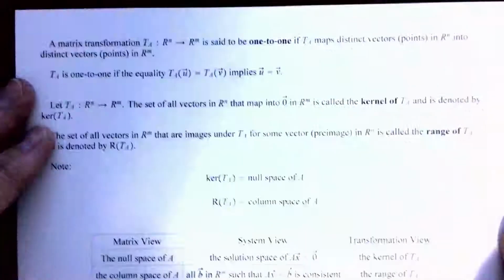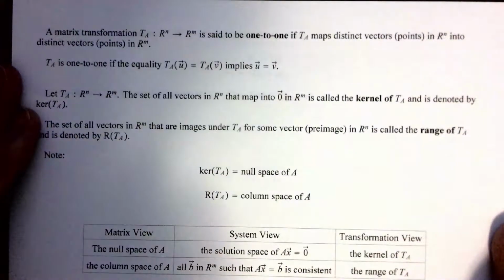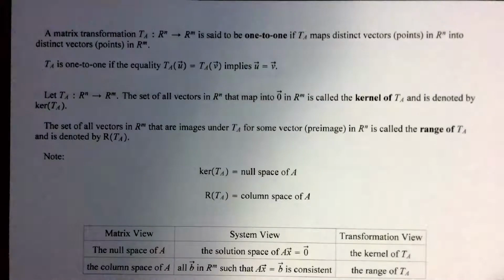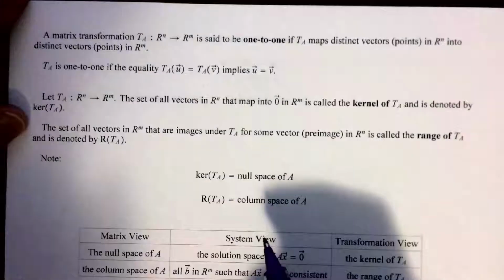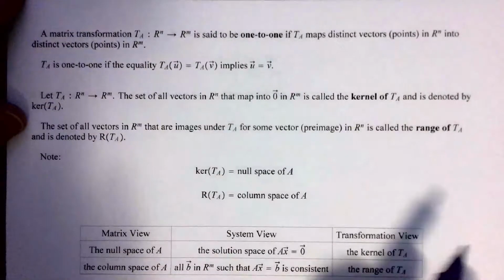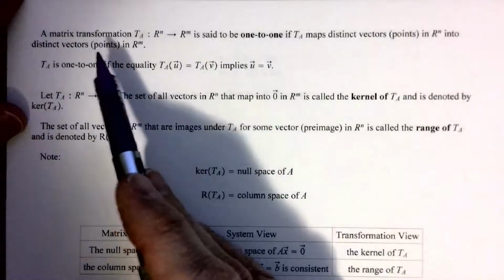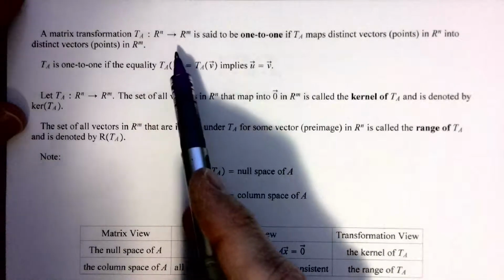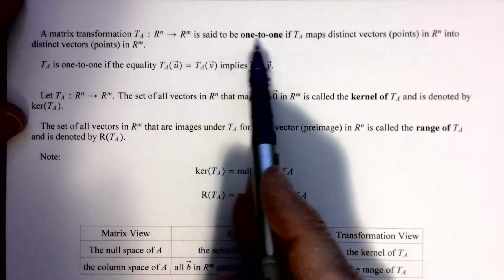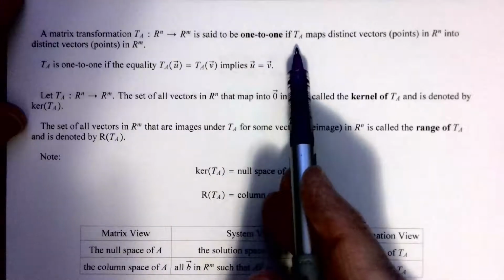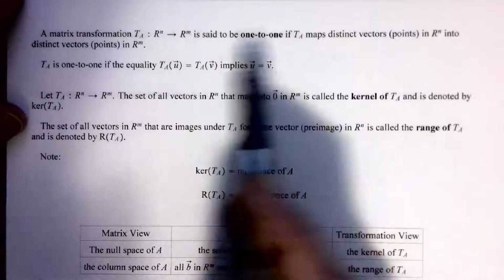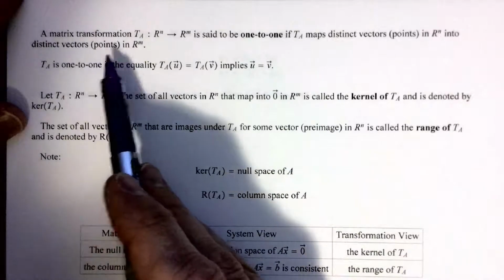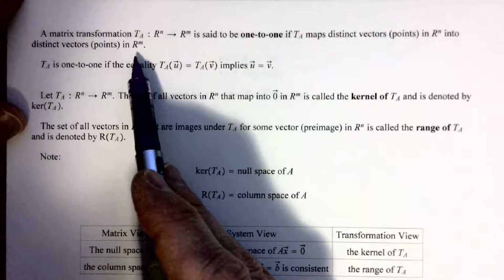Some things we've already talked about, but let's put this all in perspective now as we're really ending chapter 4 here, and then I have one more thing to say with properties of matrix transformations. So the matrix transformation from n space to m space, first of all, is said to be one-to-one if the transformation maps distinct vectors or points in n space into distinct vectors in m space. Okay, so distinct or unique.